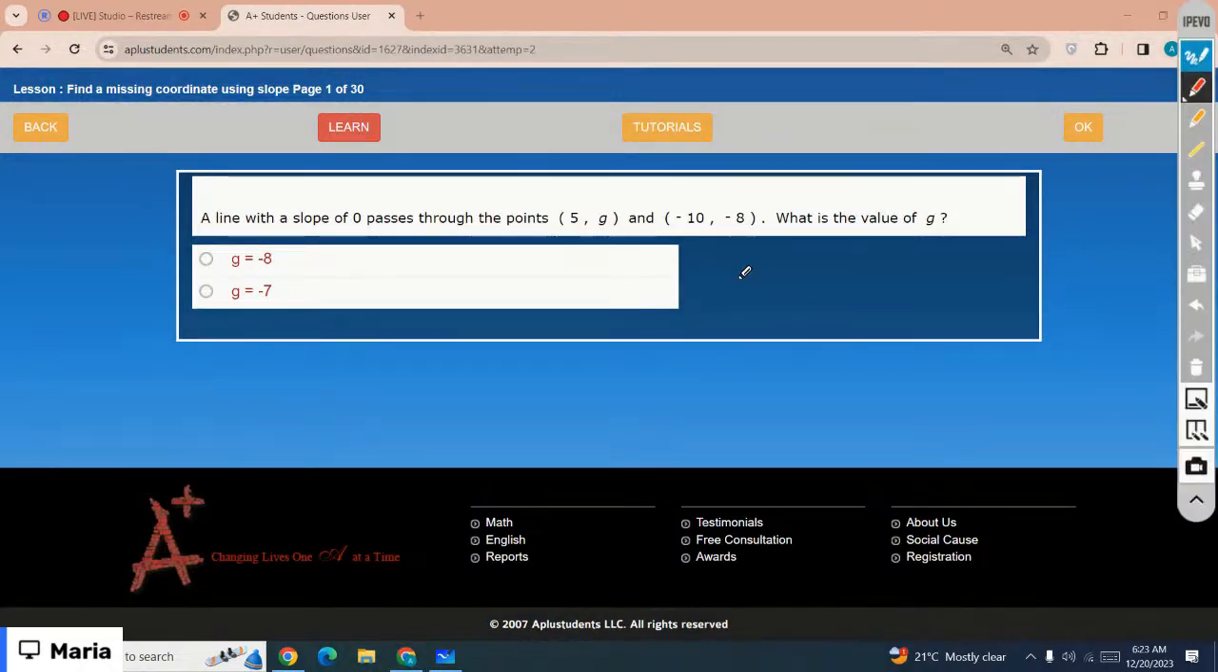You are given the slope that is 0. Change in y is negative 8 minus g, and change in x is negative 10 minus 5, right? So 0 equals negative 8 minus g over negative 15. Multiply negative 15 to the other side, that makes 0. So you are left with negative 8 minus g equals 0. Move negative g to the other side, so g equals negative 8. That means g equals negative 8 is the correct option, right?